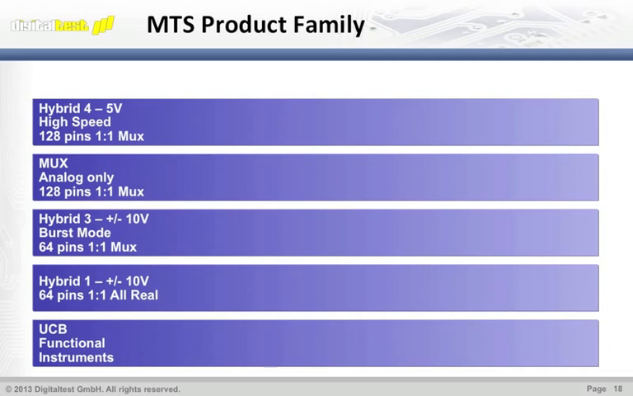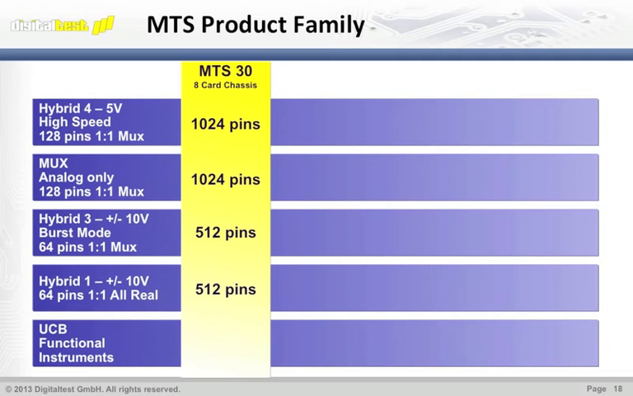If you look at the cards from the Hybrid 4, which is a high-speed 5-volt card, to our analog-only cards, where you can mix and match the full digital and the analog-only cards, to our high-voltage cards, to our universal carrier board, which allows us to put all of our functional instruments inside the systems.